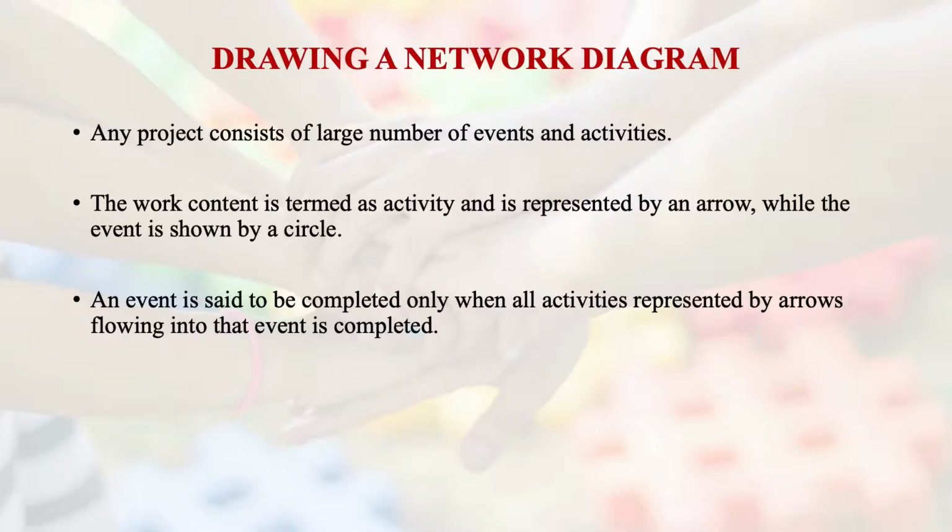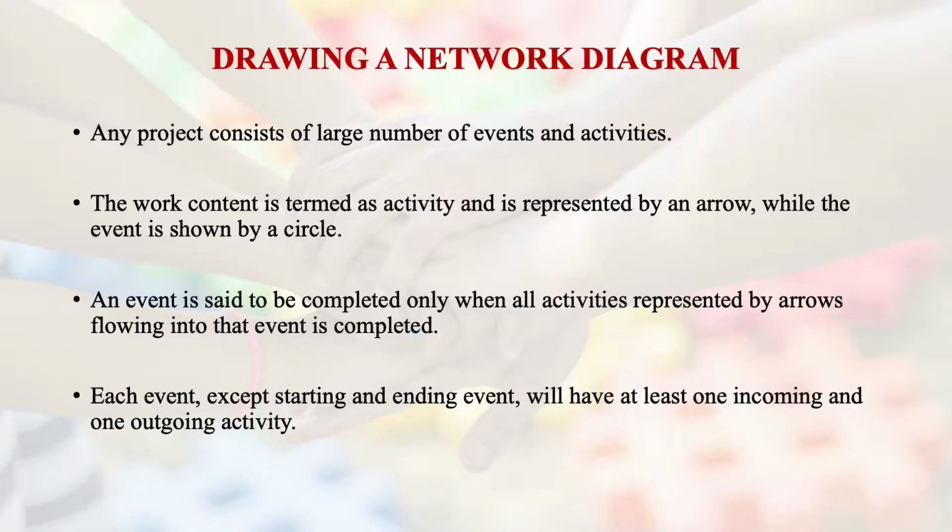An event is said to be completed only when all activities represented by arrows flowing into that event are completed. So you say that a particular event is completed, which means there has to be certain input, right? Some activity inputs to events and certain activity outputs from the event, right? So each event except the starting and ending event will have at least one incoming and one outgoing activity, right? So these are some of the basic features of a network diagram.